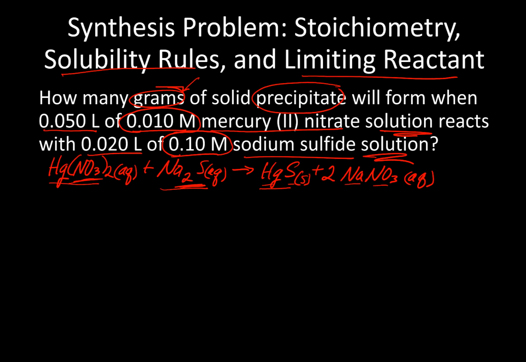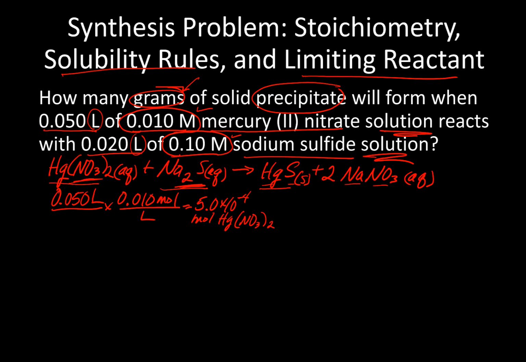So to find moles, I'm going to go back and use that technique where I've got a volume and a molarity, and I can find moles using that if I use molarity as a conversion factor. So I'm going to start with mercury 2 nitrate. I've got 0.050 liters, and the molarity is 0.010 moles per liter. So that gives me 5.0 times 10 to the negative 4 moles of mercury nitrate.